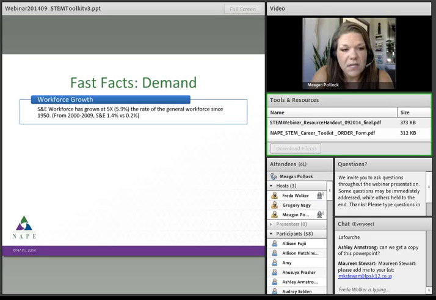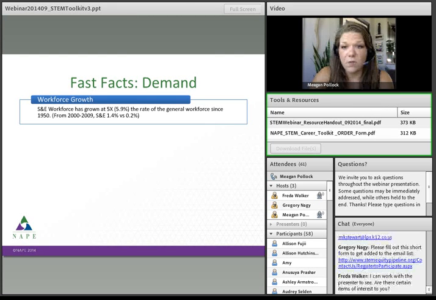So the first thing is workforce growth. When we look at the science and engineering workforce, it has grown at 5 times the rate of the general workforce since 1950. And even over the last decade and period of economic decline, the science and engineering workforce has still grown at about 5 times the rate as the rest of the workforce. And so that's about 6% over the last 60 years, and then even at 1.4% versus 2% of the rest of the workforce over the last decade.